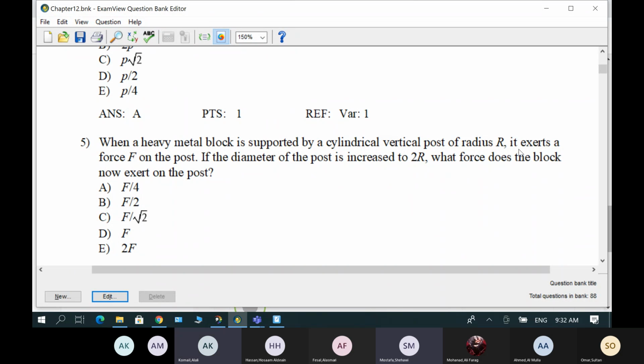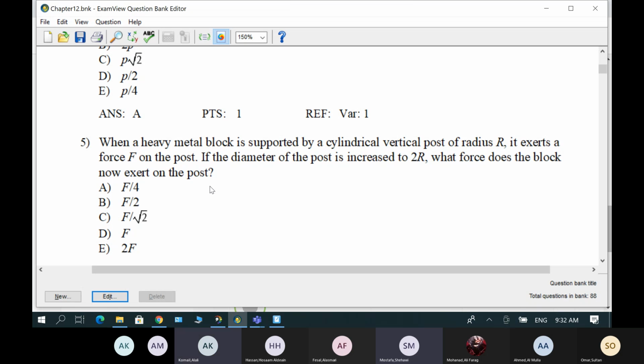So if they increase the radius times 2, because he types here increase to 2r, and he typed here r, so he means this is the double of the first one. So the radius of the post is increased to 2r. What force does the block now exert on the post? Remember, he's not asking about the pressure, he's asking about the force. And this is the big difference between force and pressure.